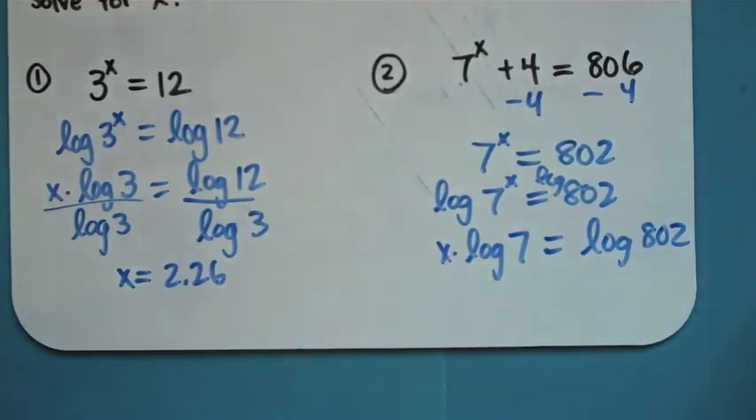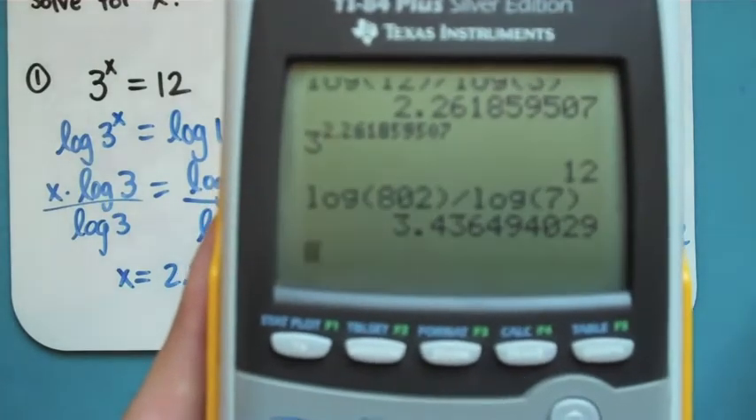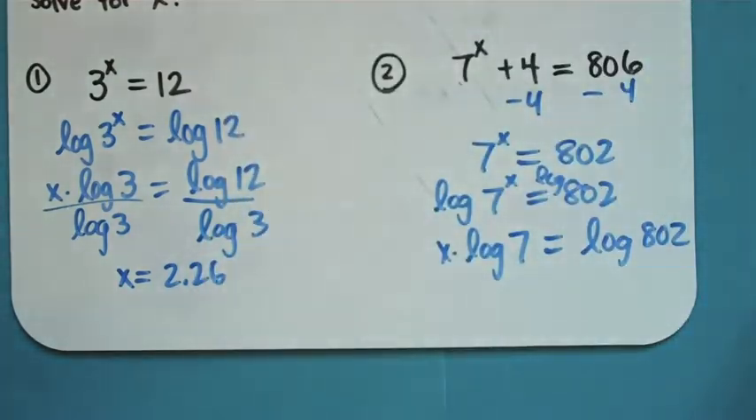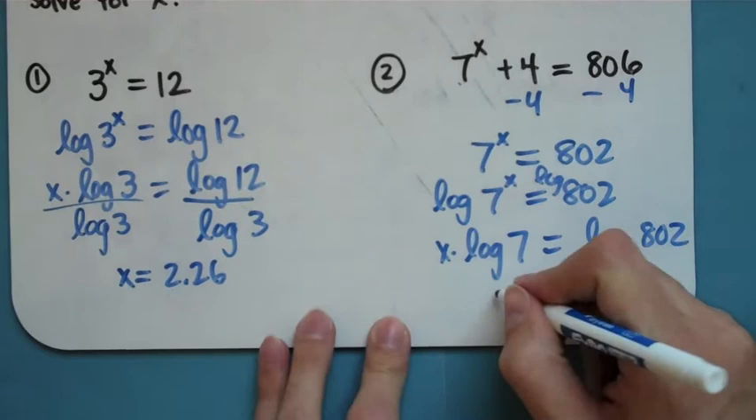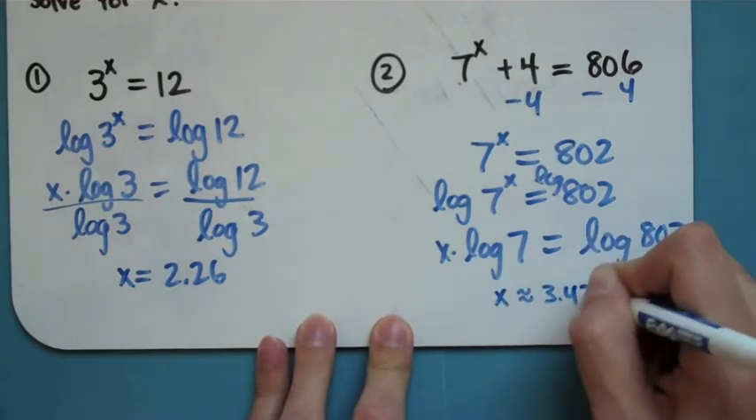And now what I need to do is divide both sides by log 7. So I need to do log 802 divided by log 7. And when I actually do type that into my calculator here, I'm going to get 3.43 and the decimal keeps on going. So x is approximately 3.43 for our answer here.